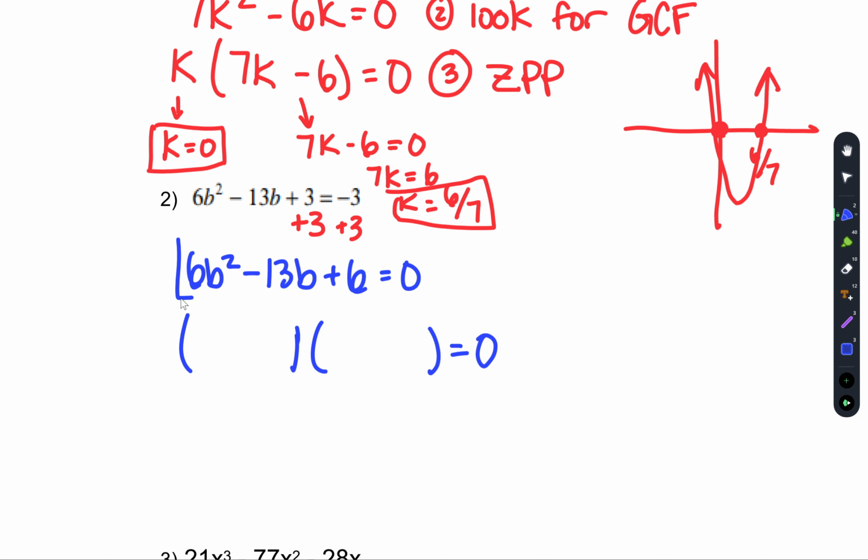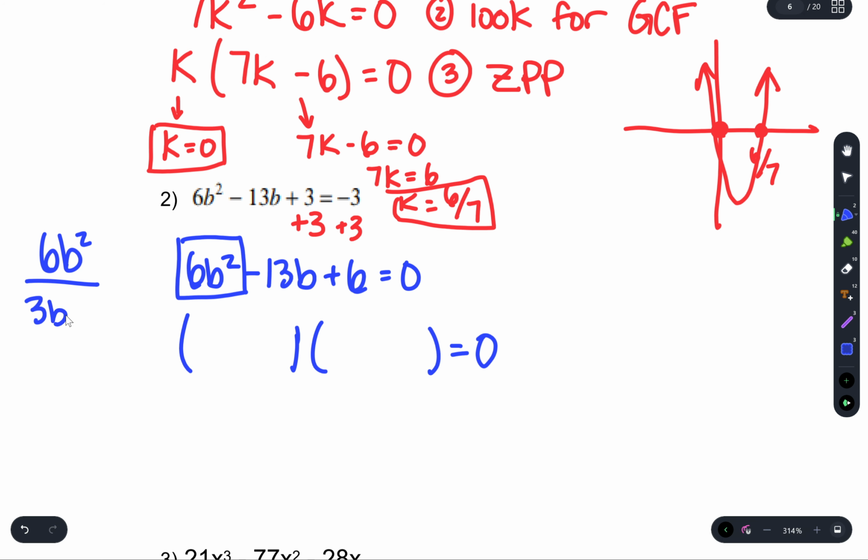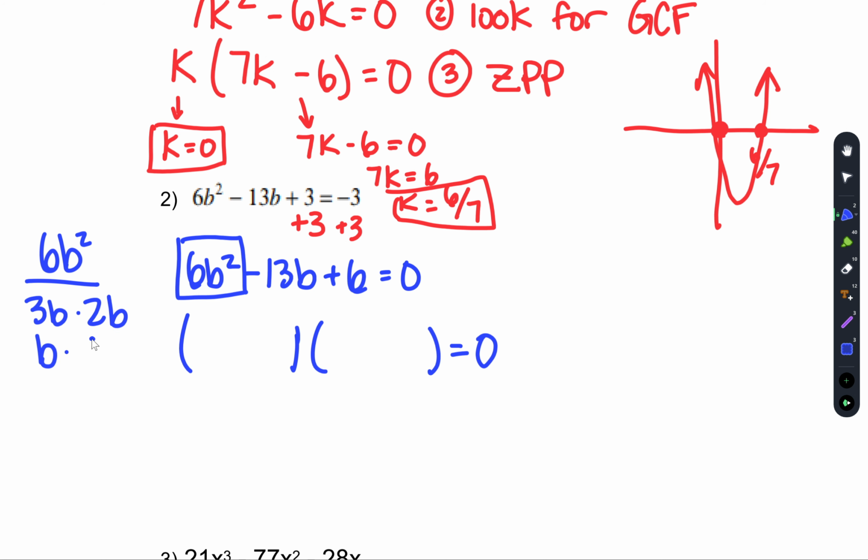I'm going to find factors of my first term, and then factors of my last term. How can I get 6b squared? There's 2 different ways that I can multiply together to get 6b squared. What are they? Casper? 3b and 2b. And what's the other one? Perfect. So I have 2 options. The first part of my parentheses here is either going to be 3b and 2b, or it's going to be b and 6b. And I don't know which one I'm going to use yet.